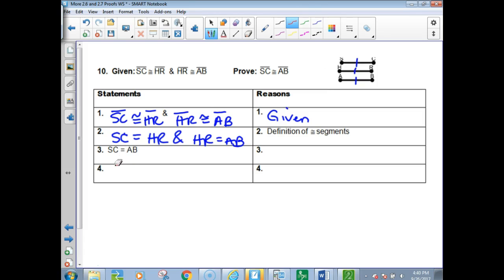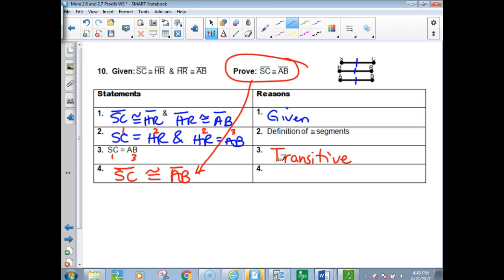We also can say now, based on these two statements, we're taking 1, 2, a third thing, and we're putting the first and third together, which would be our transitive property. Okay, so now we can say that SC equals AB, and therefore the segment SC is congruent to segment AB, which is what we wanted to prove, and that has to always go in the last slot by definition of congruent segments, and you can write segs.